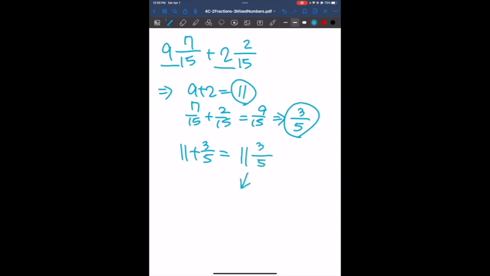Now just for clarification, we can write this as an improper fraction as well, based on what we learned last class. So keep the denominator, multiply the whole number and the denominator, which is 55, and then add the original numerator. And so the way to write that as an improper fraction is 58 over 5.